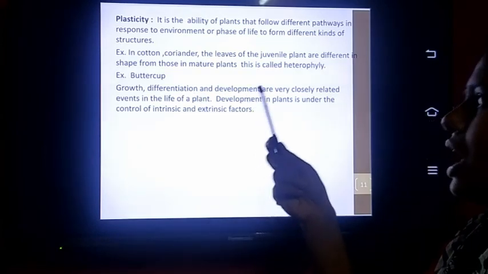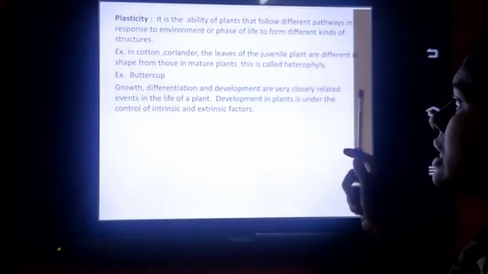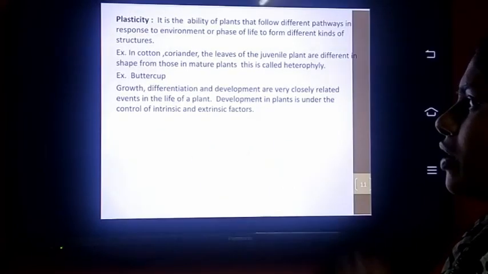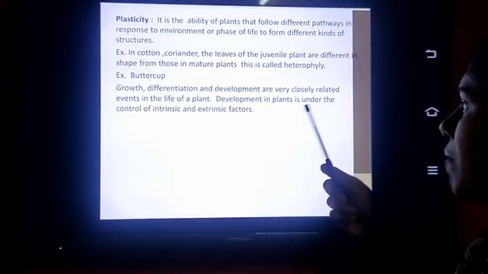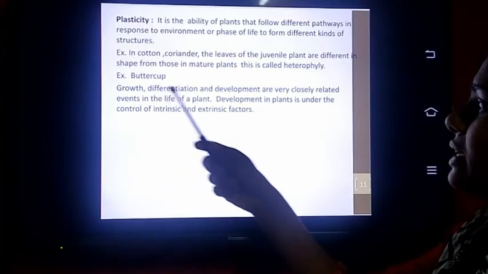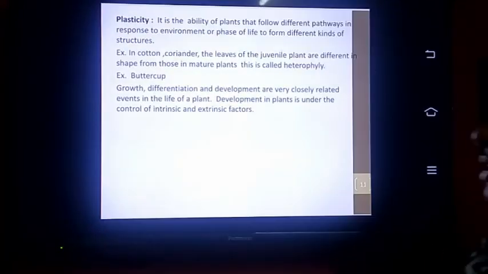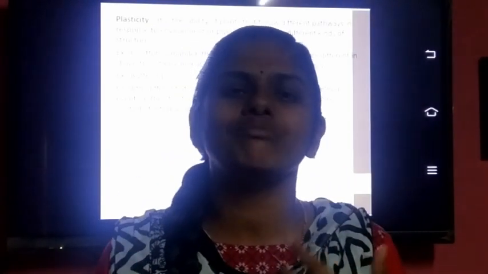Growth, differentiation and development are very closely related events in the life of a plant. Development in plants is under the control of intrinsic and extrinsic factors. So that means plant growth depends upon two major factors: the extrinsic factors and the intrinsic factors. I already told you that the extrinsic factors are the environmental factors. In the last class we discussed the conditions for growth. They are the external factors which are involved in plant growth.